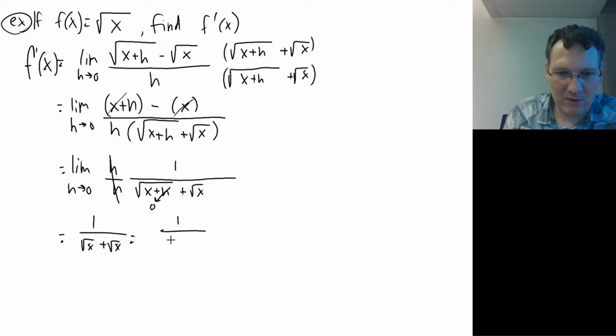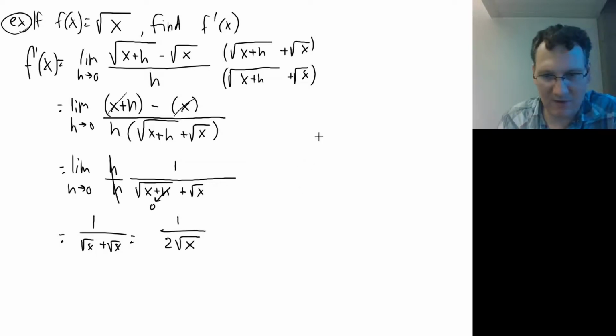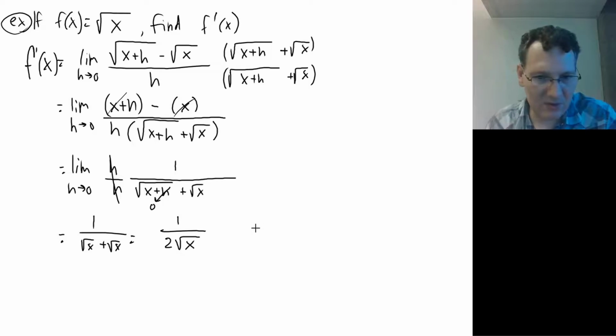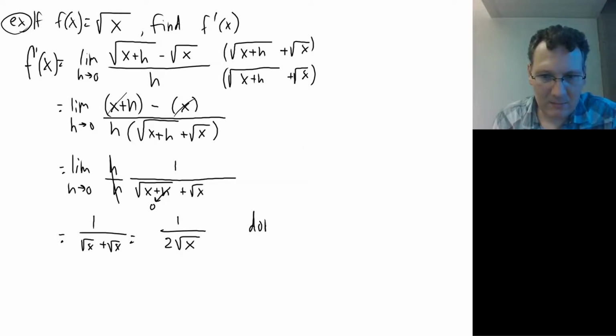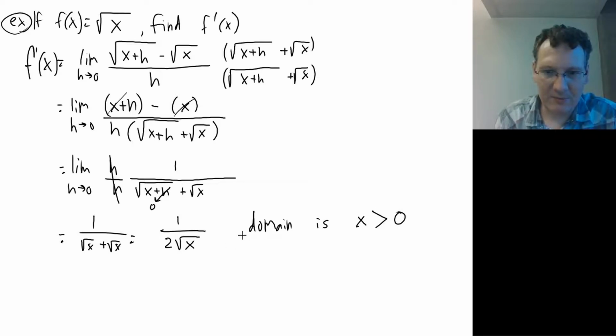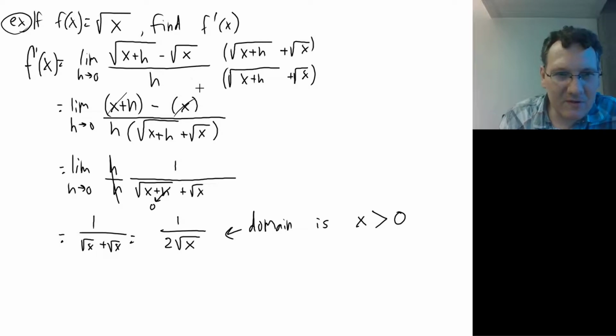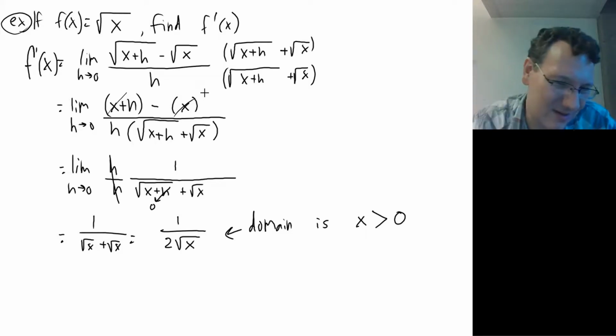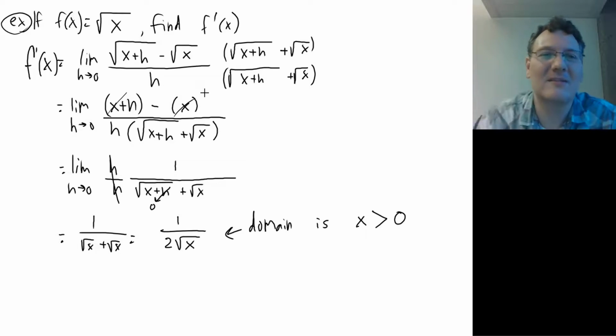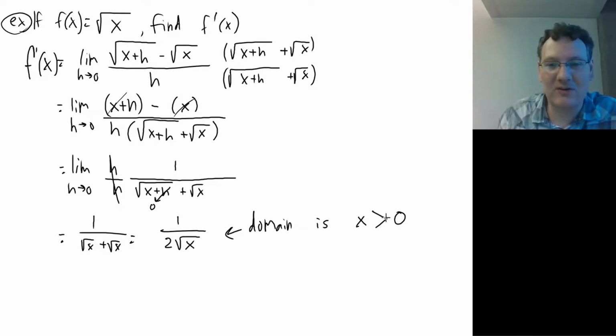That's 1 over 2 root x. That's the derivative of the square root of x, 1 over 2 times the square root of x. And as you know, the domain is going to be x strictly greater than 0, because although the original function's domain included 0, because you can take a square root of 0, you can't put the square root of 0 in the denominator and get away with it. That's a no-no. So the derivative function is only defined for x strictly greater than 0.